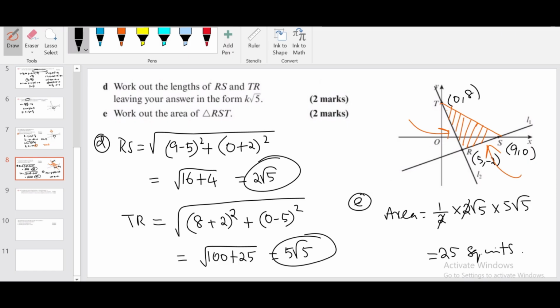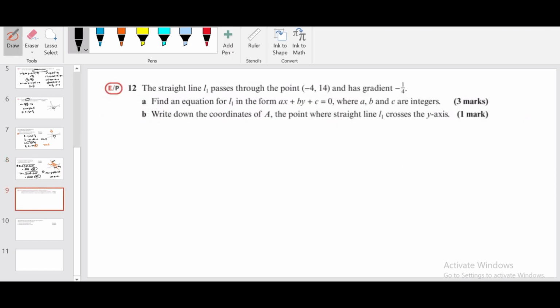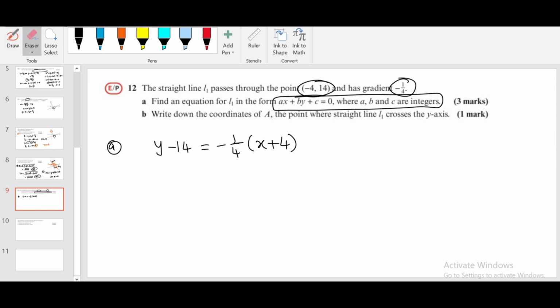So let's look at one more question. We have a straight line L1 that passes through a point and has a gradient. Find the equation of L1. So you can write y minus y1 is equal to slope times x minus x1, by taking this point x1, y1, and this is the slope. But they want the answer in this form where a, b, c are integers.